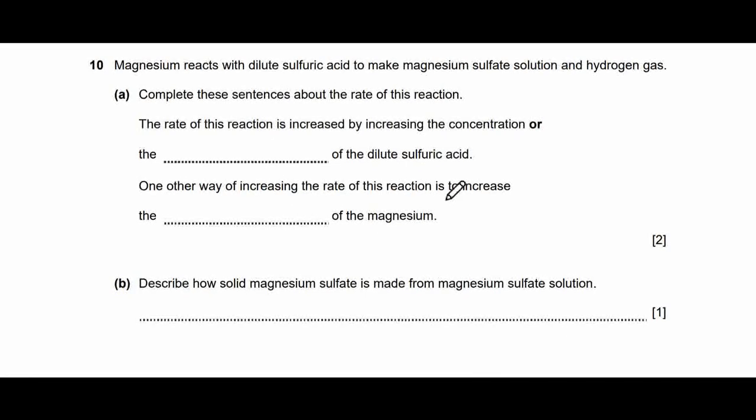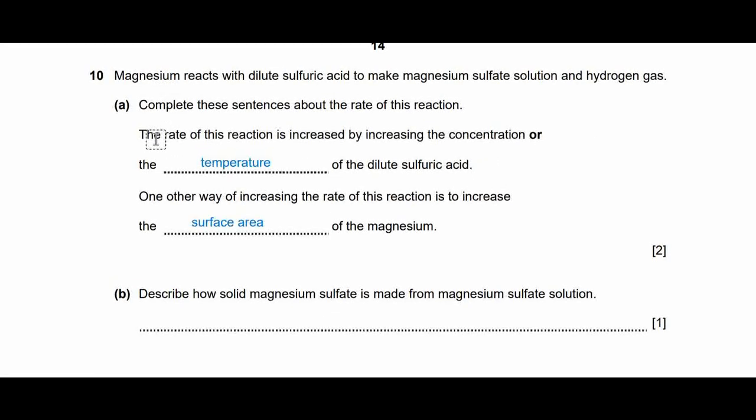10 seconds from now. 10, 9, 8, 7, 6, 5, 4, 3, 2, 1, 0. Right, let's open up the answer. Question 10. The rate of reaction is increased by increasing the concentration or temperature of dilute sulfuric acid. One other way of increasing the rate of reaction is to increase the surface area of the magnesium, as magnesium is a metal.